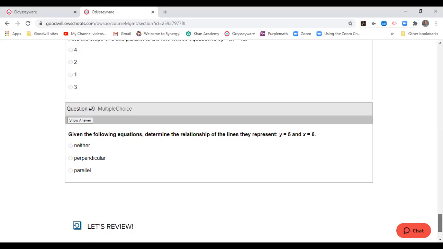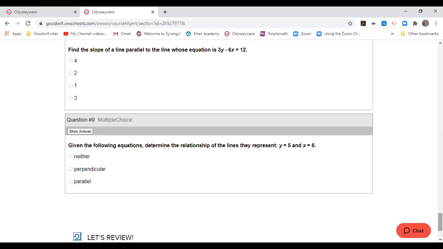So that's pretty much how those kinds of problems are going to go until you get down here to number 9. What is the relationship of these lines? y equals 5 and x equals 6. If you can't visualize it, scratch out a little graph. Are they parallel, perpendicular, or neither?